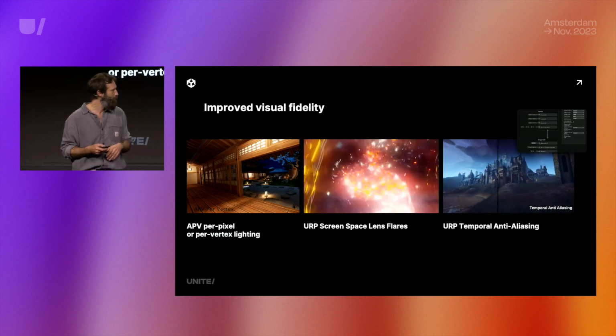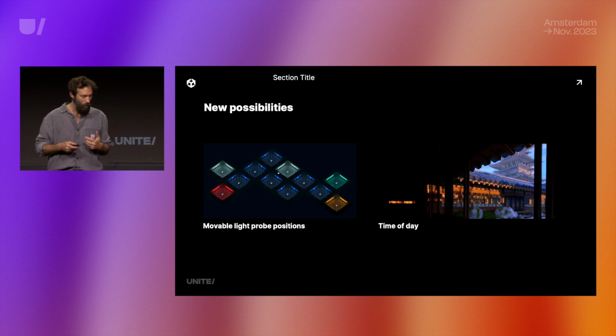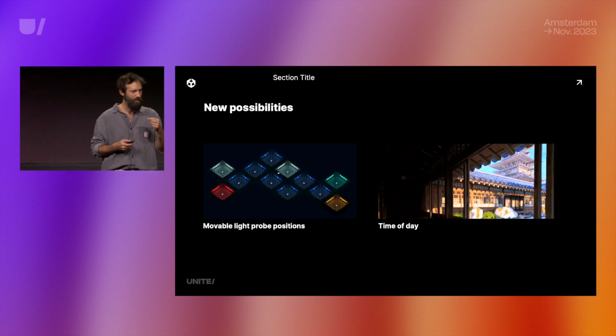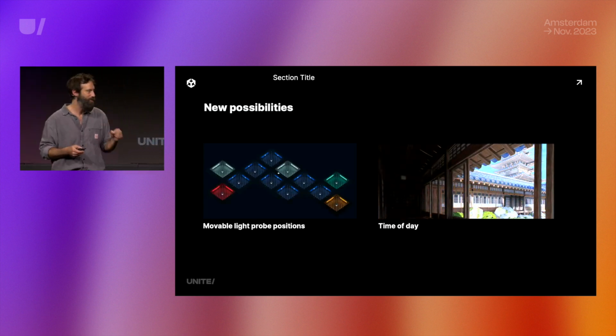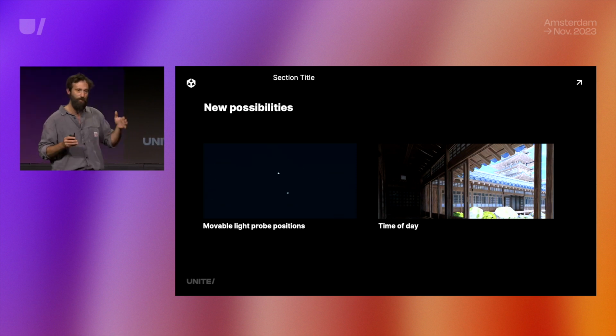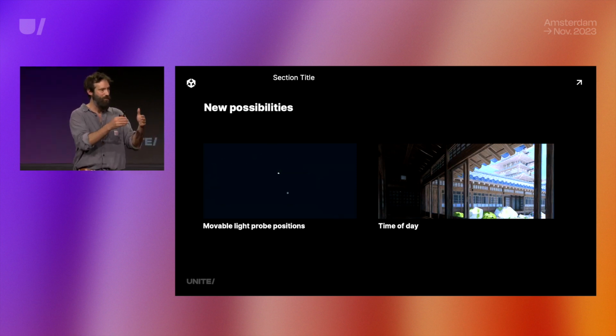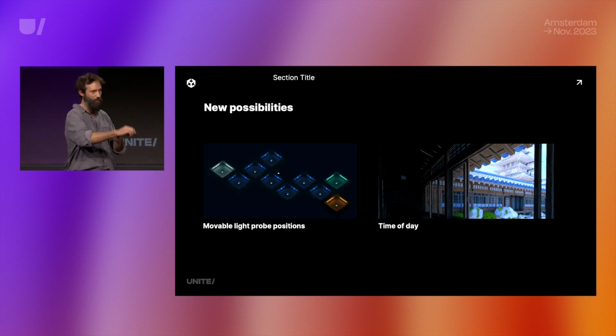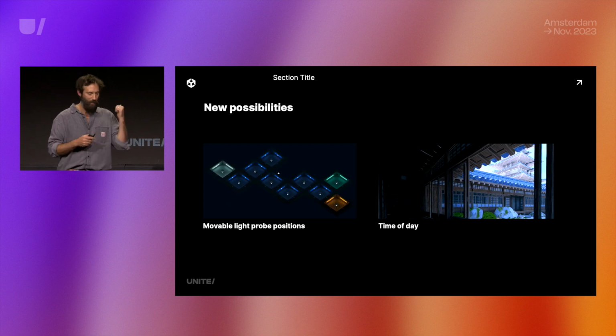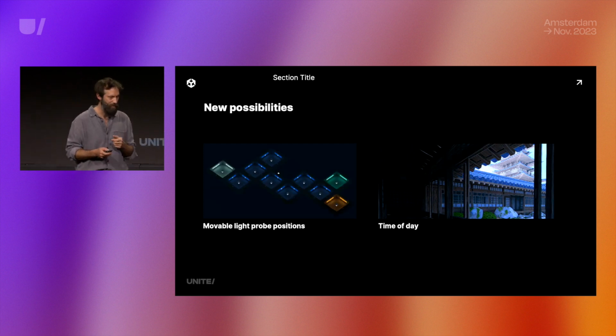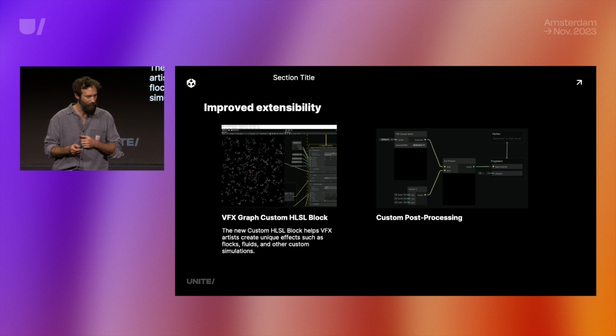We added URP temporal anti-aliasing. We also allowed new possibilities. It's a little thing, but a lot of people were asking for it: the light probes can be movable, so that you can bake them in, for example, a brick of your world, and then move that brick so that it can repeat. So we added this, a small detail, but it's here. Time of day, as I mentioned before.